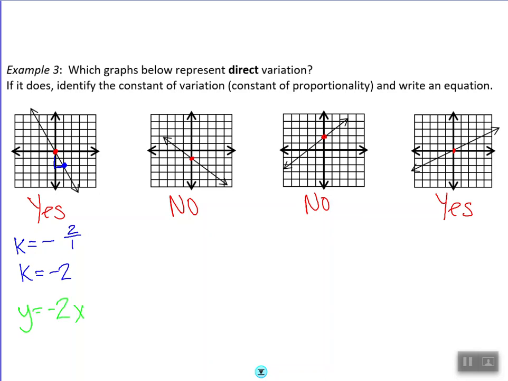If we look at the fourth one, we find our second point on the line. This line is increasing, so we know that our slope is going to be positive. We look at the vertical change first, and then the horizontal change. So we go up 1 and over 2, so our slope is 1/2. That means our equation is y equals 1/2 times x.